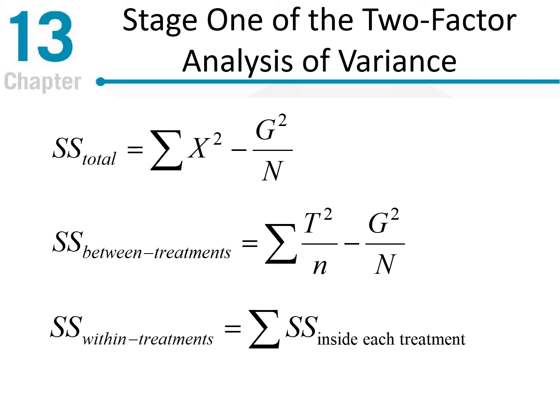So if you have a 2 by 2 design, you're going to have 4 cells, 4 groups. So you're going to have 4 T's, a T for each of the 4 groups. You're only going to ever have one G, because G is the grand total. But you're going to have a T for every condition. In this case, with 4 conditions, you're going to have 4 of these T squared over n terms to add up. And then for the within group sum of squares, you're just going to find the sum of squares within each of the groups and then add those 4 sums of squares together.